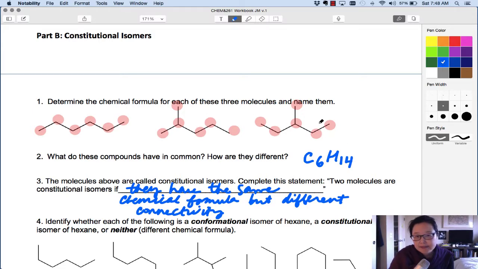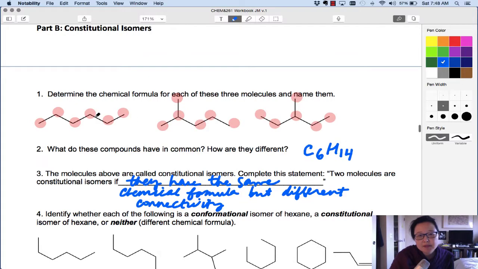Now, how are they different from each other? If you look at the structure of these, the way that the carbons are connected is different. So here you have a straight chain hexane, whereas here you have a methylpentane, and the methyl's in different positions. So these are constitutional isomers. I would define constitutional isomers as 2 molecules that have the same chemical formula but different connectivity. Connectivity being how the carbons are connected.